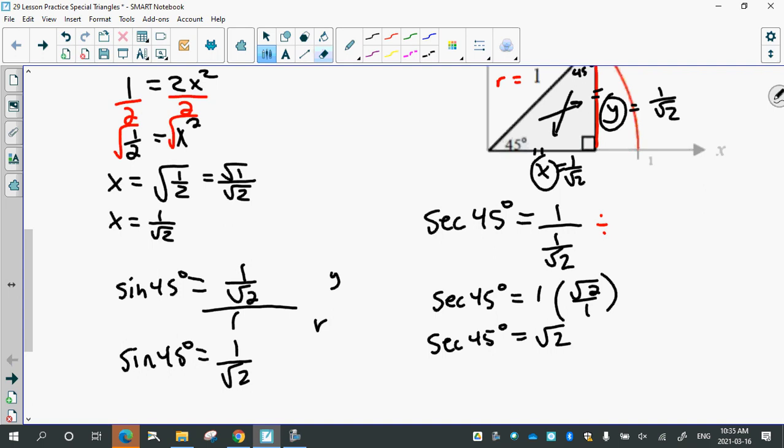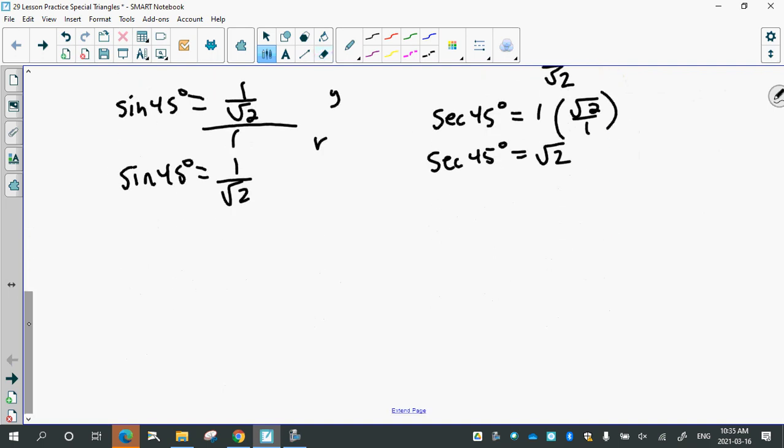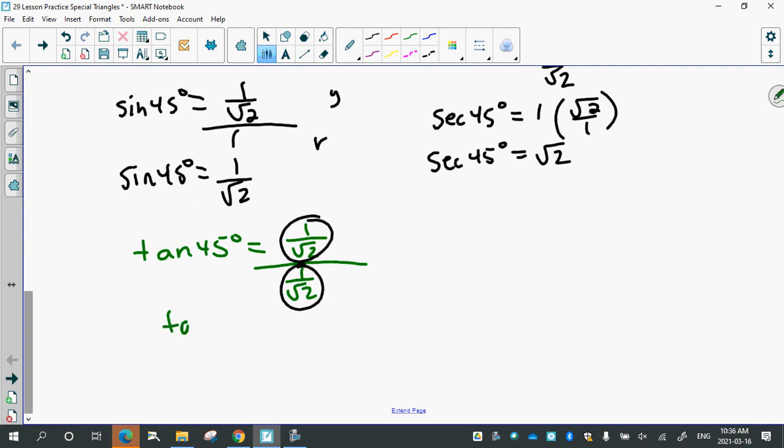Okay? Another interesting one is the tangent. The tangent of 45 degrees is the y value divided by the x value. So what's interesting here is that the y value and the x value are the same. So if you divide a number by itself, what do you end up getting? 1. And also check that out on your calculator and make sure you get 1 for the tangent of 45 degrees.